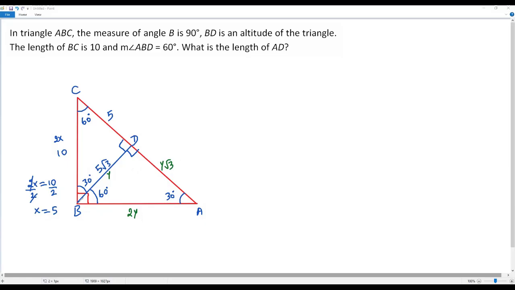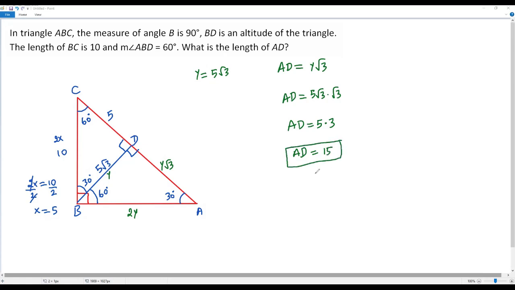Here we have the length of BD, that is Y. Already we got the length of BD, that is 5 times square root of 3. So then we have Y equals 5 times square root of 3. And our aim is to get the length of AD. Here we got the length of AD, that is Y times square root of 3. Let me write over here, Y times square root of 3. AD equals, we have the value of Y, that is 5 times square root of 3. We can plug in this 5 times square root of 3 for Y over here. Then we get 5 times square root of 3 times square root of 3. AD equals 5 times square root of 3 times square root of 3, which is 3. AD equals 5 times 3, which is 15. I got the length of AD, that is 15 units.